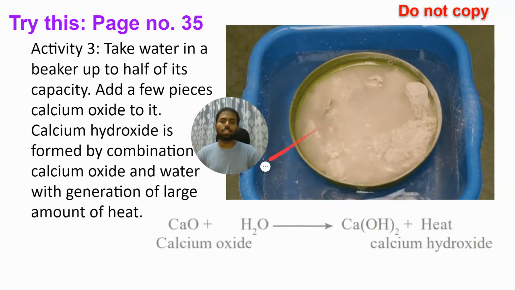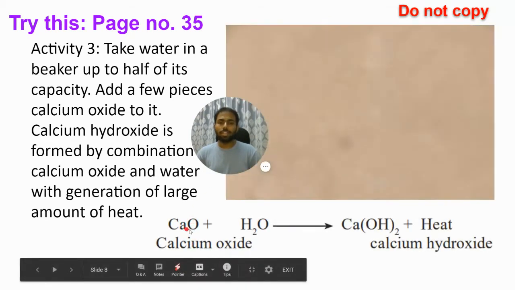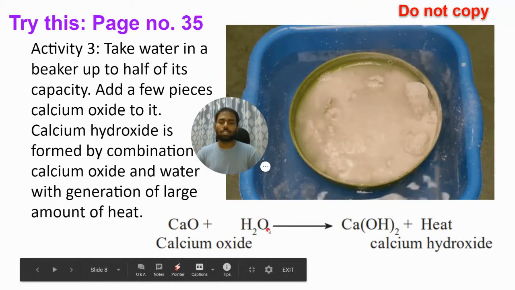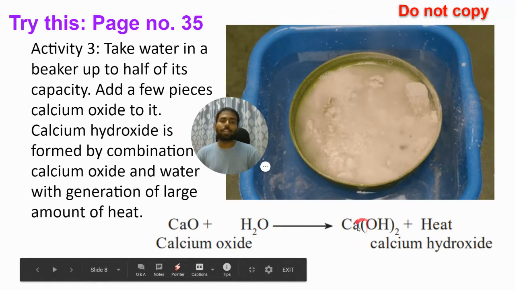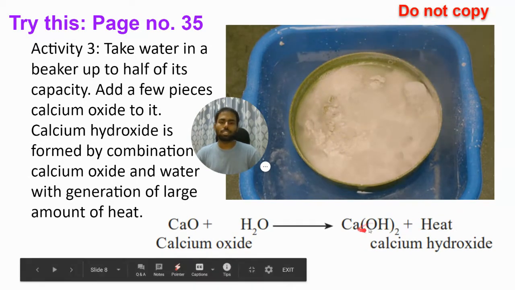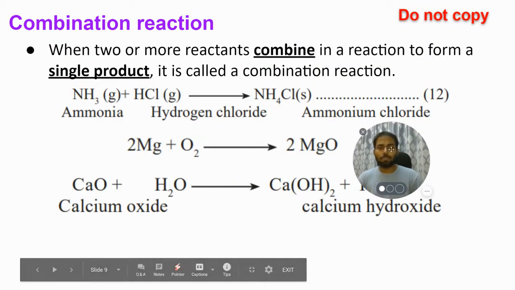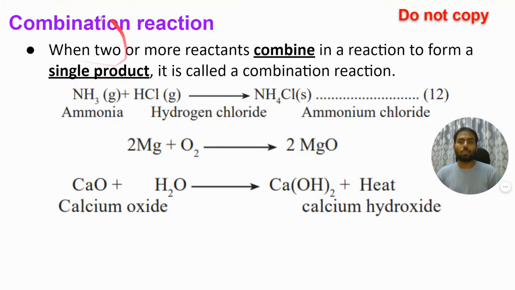Okay, so what is the reaction? Calcium oxide, CaO, when it is combined with water, H2O, you get calcium hydroxide and it gives away a lot of heat. Okay, so this is calcium hydroxide, and that is activity number 3. So all these examples were examples of combination reactions.